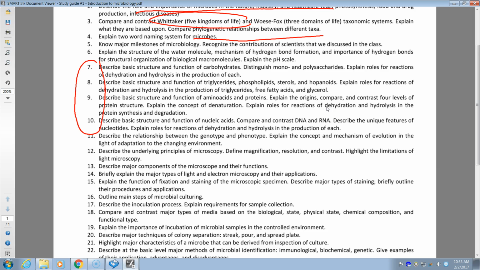For lipids, phospholipids, cell membrane, no specific, okay? Triglycerides, energy. Phospholipids, cell membrane. Sterols and hopanoids, regulating the rigidity of the membrane, strength of the membrane. Sterols in the eukaryotes, hopanoids in the prokaryotes. Right? One thing that is common for all of them.